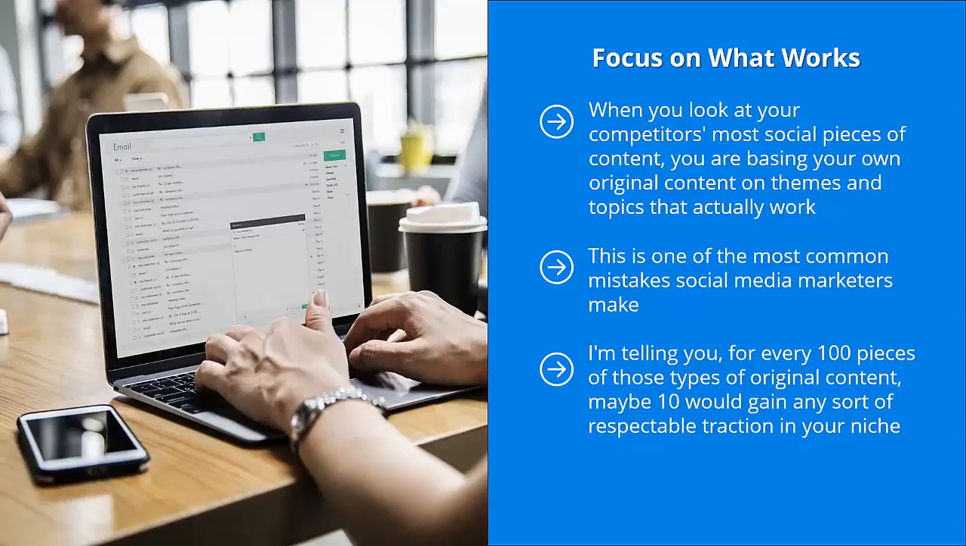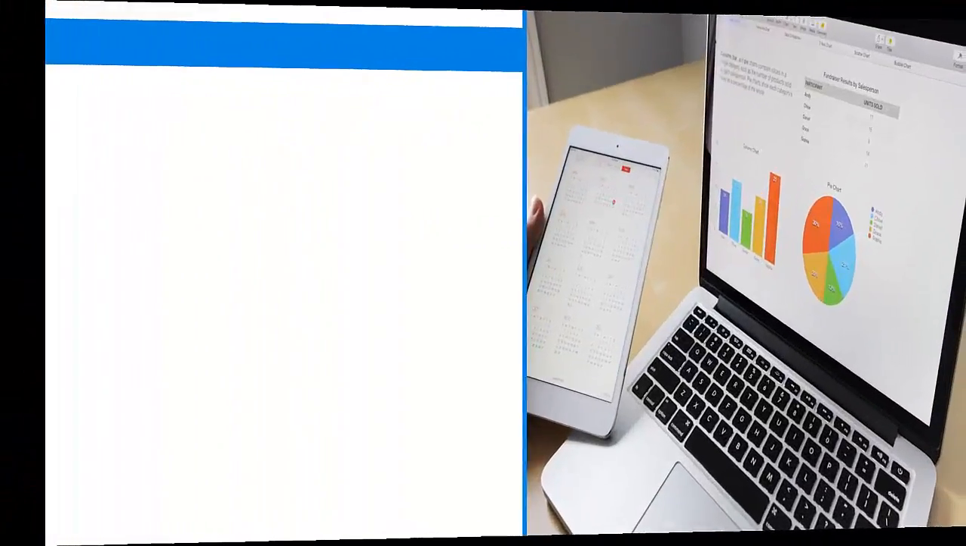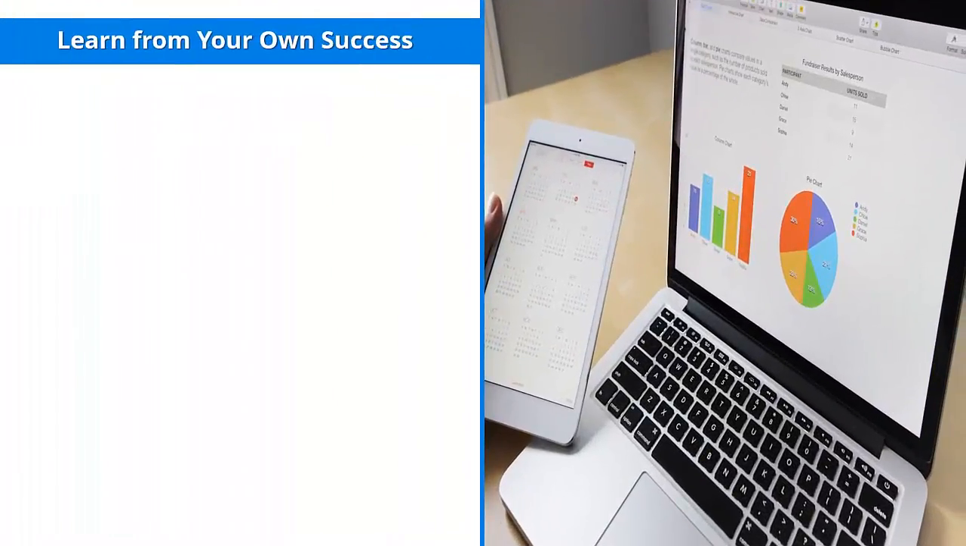You just need to reverse engineer your competitors' most successful content. Use that as a starting point. You can adjust them. You can modify them. You can come up with your own variations. But at least you get a head start. At least you're in the ballpark when you start off. You're not just taking random shots in the dark. Learn from your own success.